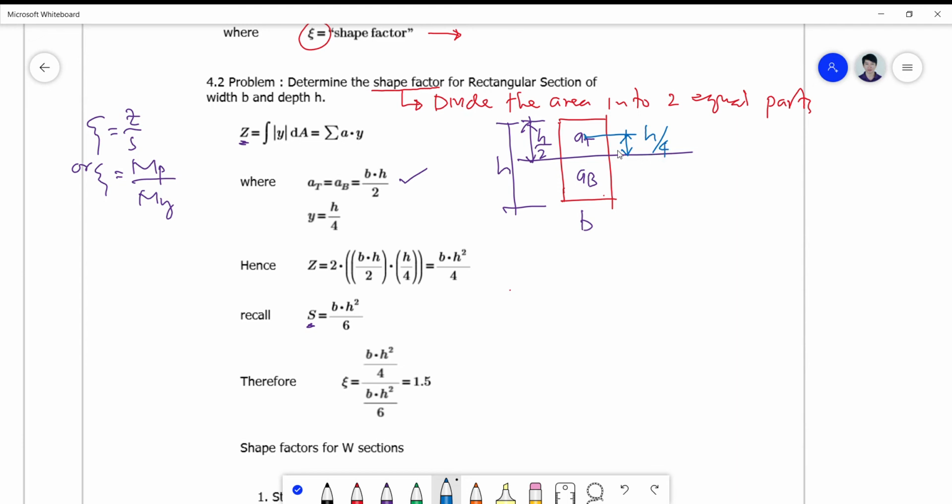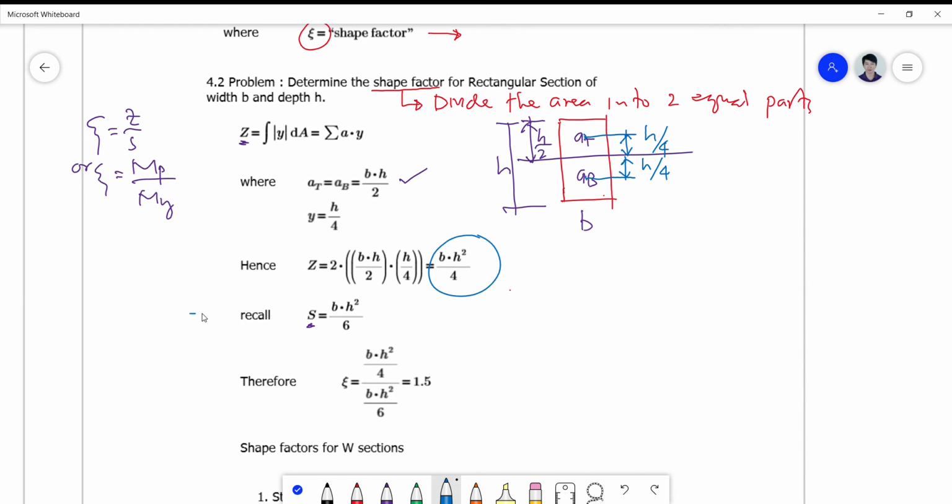Okay, so here and also at this side you have an h over 4. Okay, so you simply make use of this formula, summation of y dA. Since this is symmetrical, the top is equal to the bottom, so you just multiply this by 2 and multiply the area with the y bar. You get this bh squared over 4.